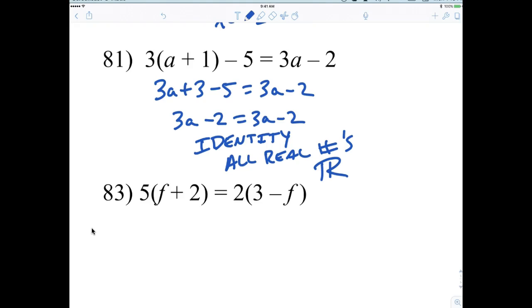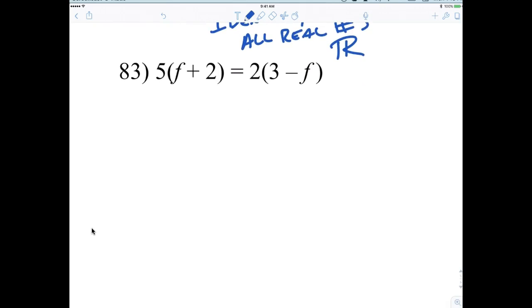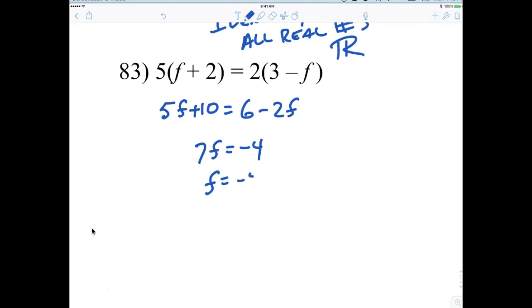All right, here we go. Number 83, distributing, right? 5f plus 10 equals 6 minus 2f. Let's see how we're doing. 7f equals negative 4. So f equals negative 4 sevenths.